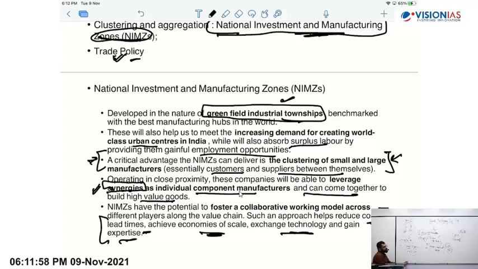So all of these are the benefits of NIMZ. NIMZ and these cluster models are still being proposed for development of industry. But point is what we are going to develop. Product क्या बनाएंगे?